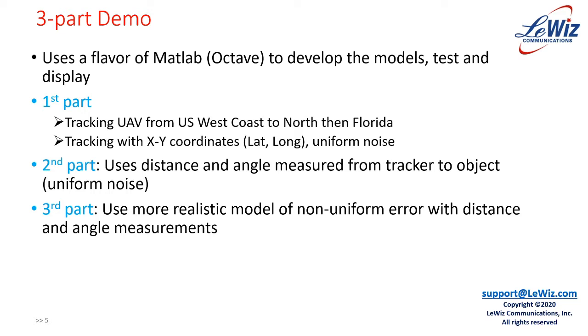The second part uses a different kind of data. It uses the distance and angle measurements from the tracker to the object, and it also applies uniform noise error. In the third part, we will introduce a more realistic model of error by using non-uniform error, and we also use the distance and angle measurements. So next, our people will demonstrate a demo.